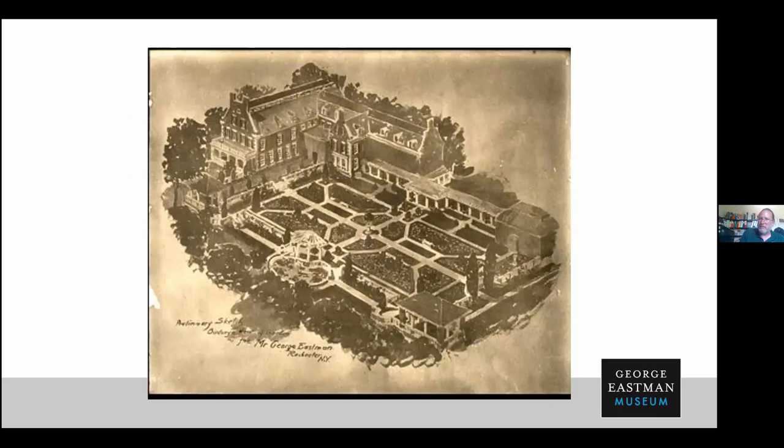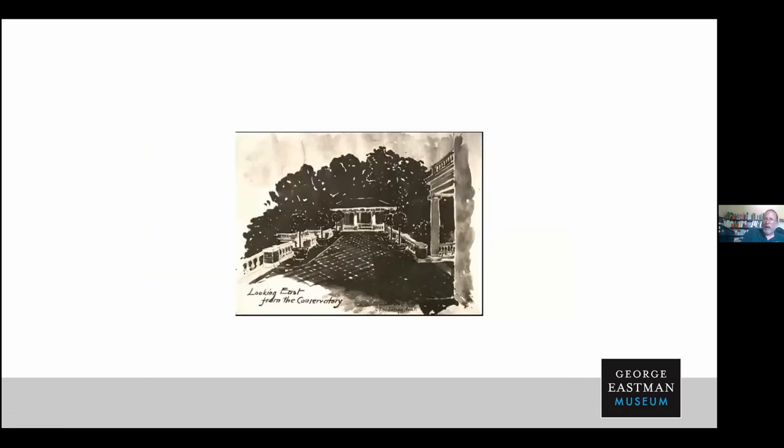Here's another drawing of it. You can see it's very different than what we have today. The pergola is not there. He had a couple of other different structures he was putting in, these two here. And he had it laid out a little differently than what we see now. But as I said, these were renderings to try and decide what he really wanted.